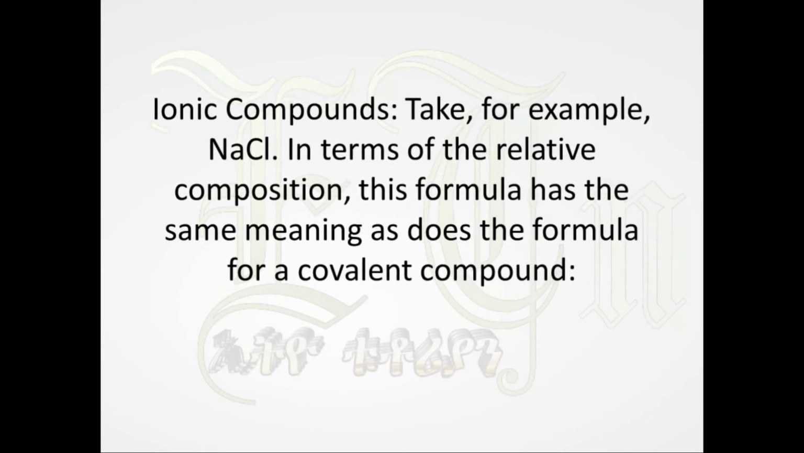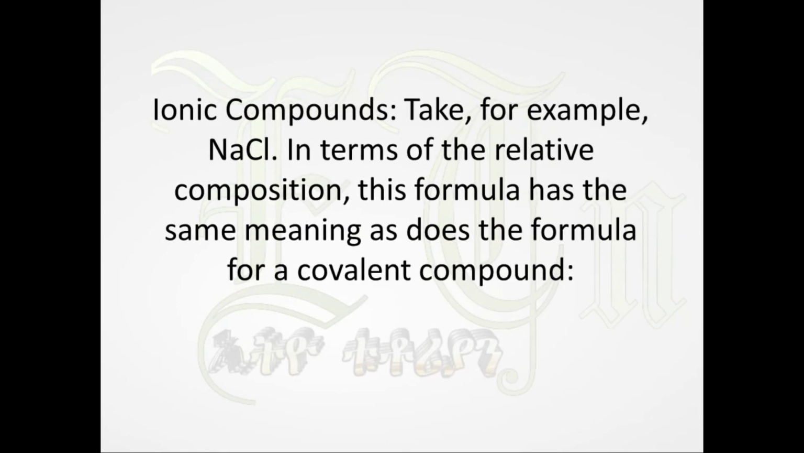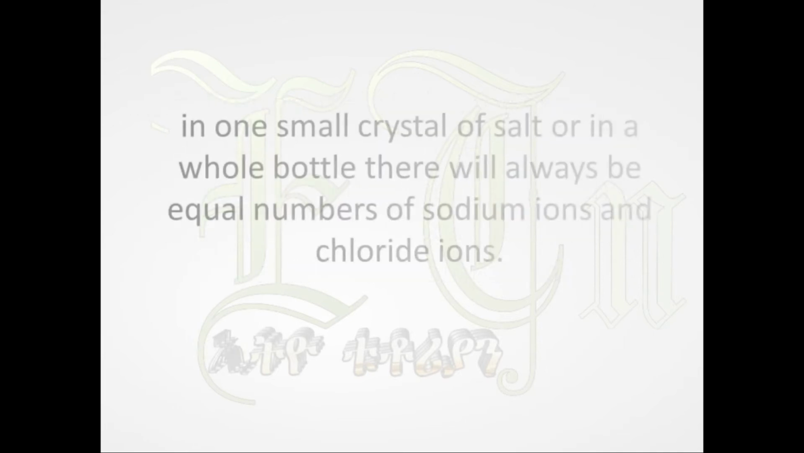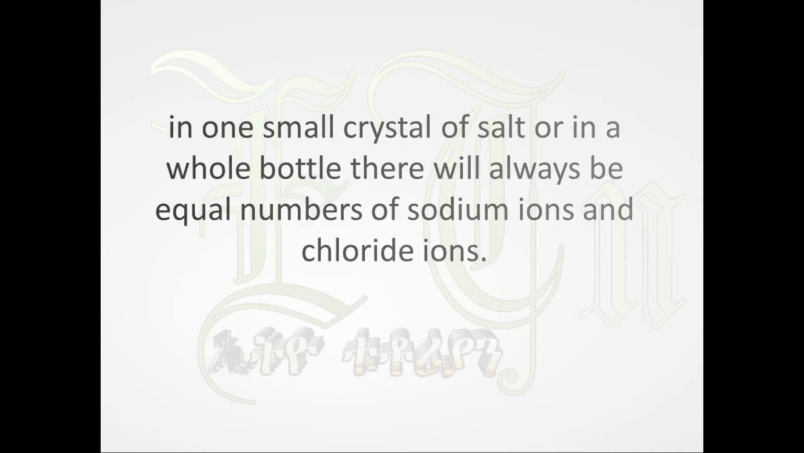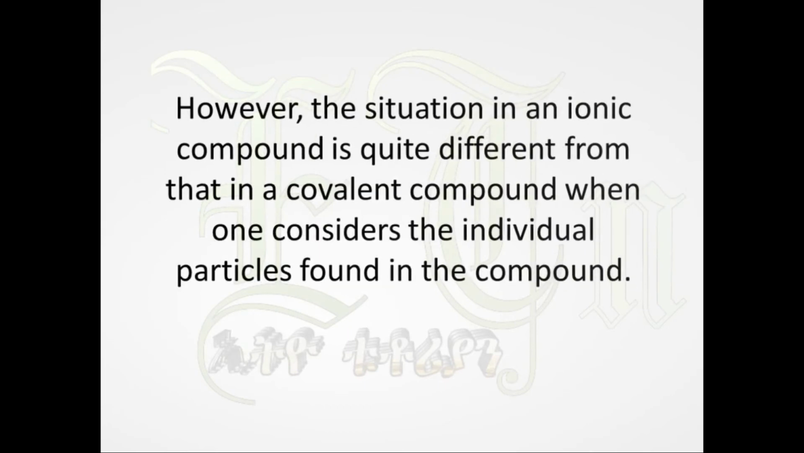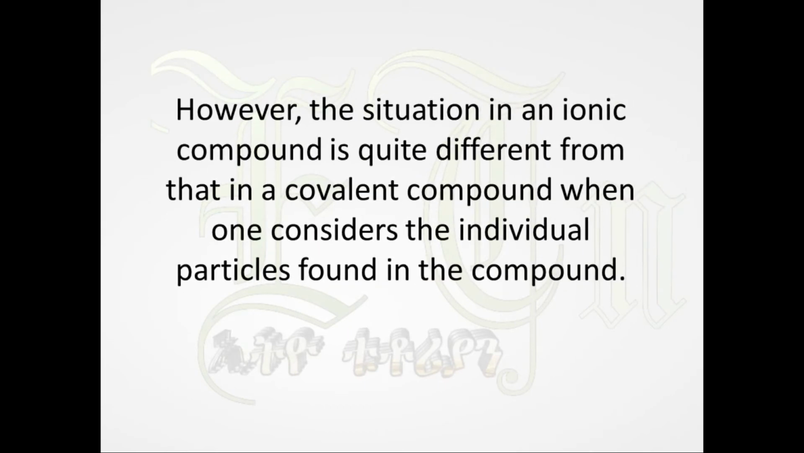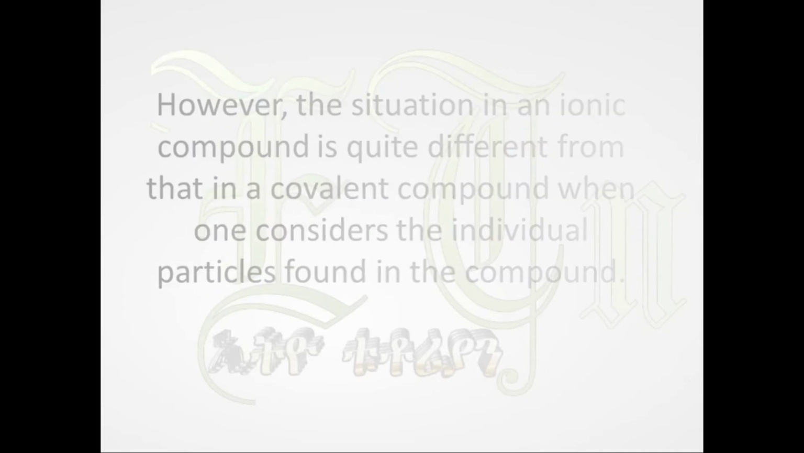Ionic compounds take, for example, NaCl in terms of the relative composition. This formula has the same meaning as does the formula for a covalent compound. In one small crystal of salt, or in a whole bottle, there will always be equal numbers of sodium ions and chloride ions. However, the situation in an ionic compound is quite different from that in a covalent compound, when one considers the individual particles found in the compound.